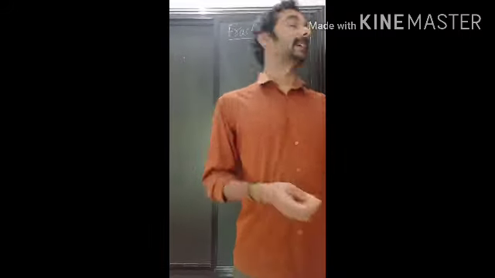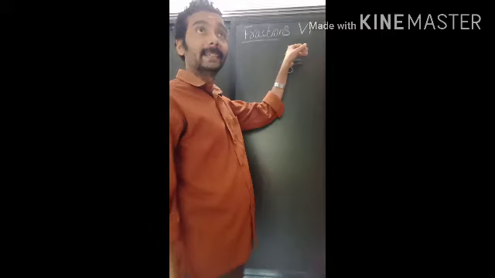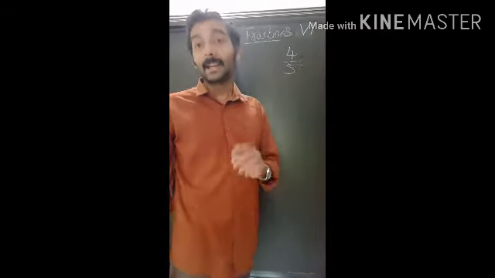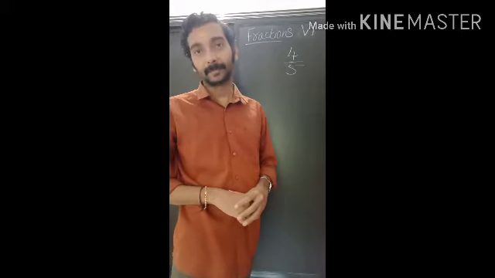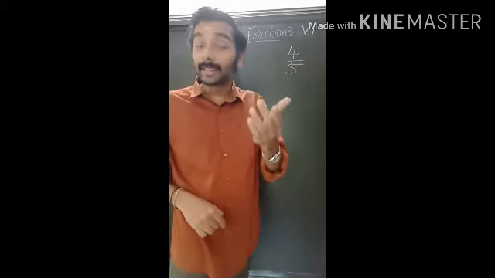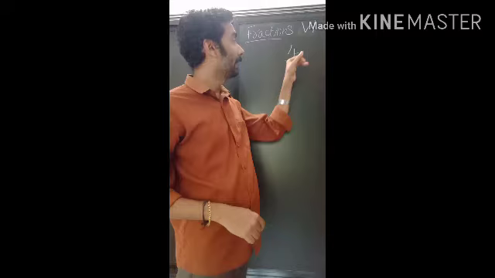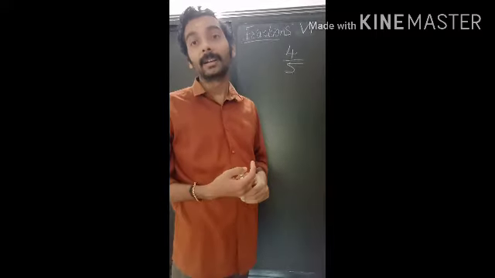An example of a proper fraction is 4 by 5, or 4 upon 5. 4 is the numerator and 5 is the denominator. The numerator is always less than the denominator, which means it is a proper fraction. Clear?